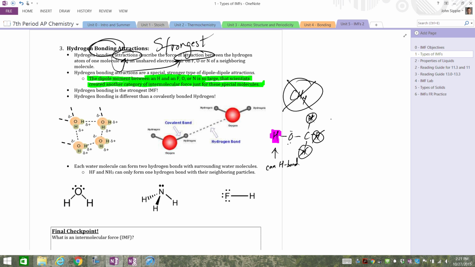Does that make sense? You have to have that hydrogen be very, very positive. The only way that happens is if it's attached to an oxygen, a nitrogen, or a fluorine, because then the electronegativity difference between the two is large enough to form hydrogen bonds. So this is the strongest intermolecular force.